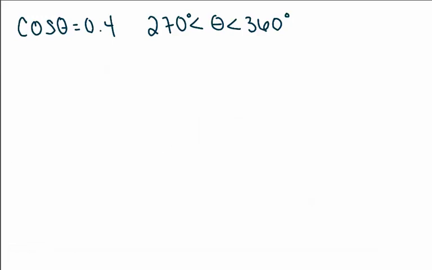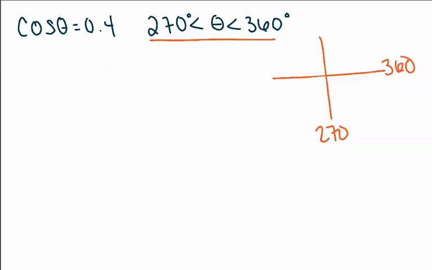All right, so checking out these next few examples, it says use a calculator to solve the equation for theta, round to the nearest tenth. So we have the cosine of theta equals 0.4, and then we have this degree restriction. That degree restriction is telling us that theta, my angle, is between 270 and 360 degrees. If I sketch out where that is, between 270 and 360 means that my angle is in quadrant 4 here. So when I type this into my calculator, what I'm going to type in is inverse cosine of 0.4.